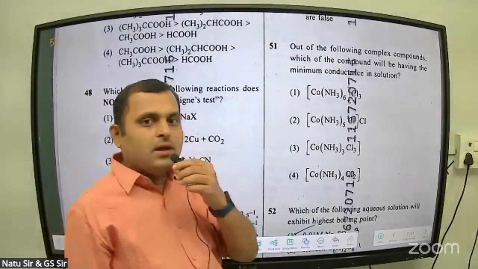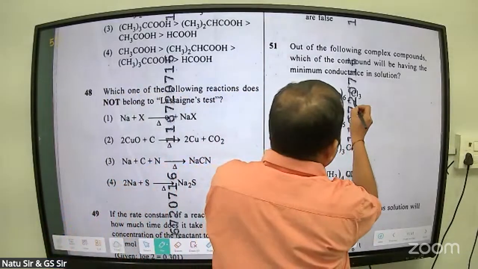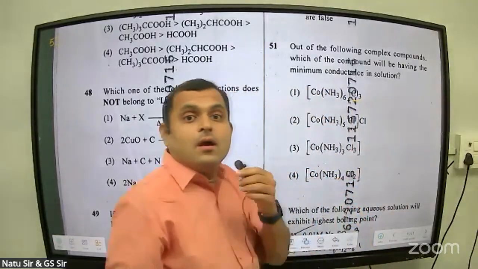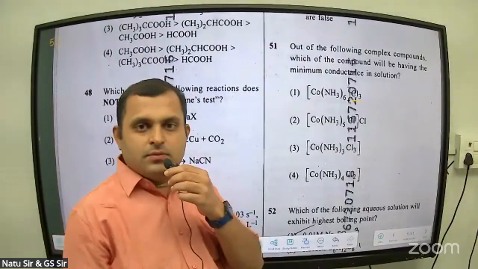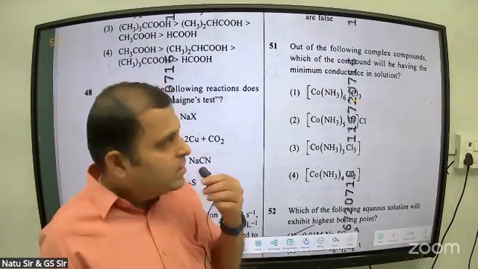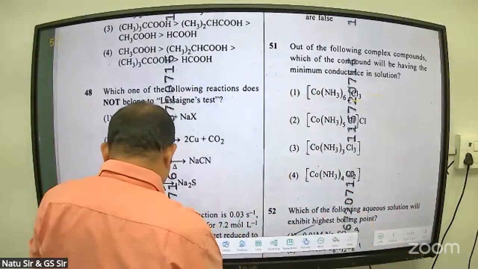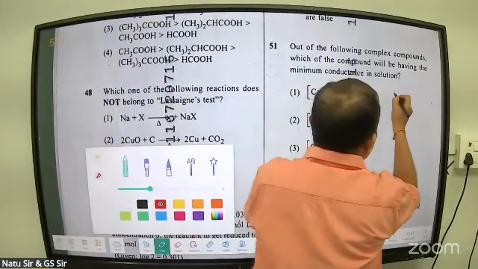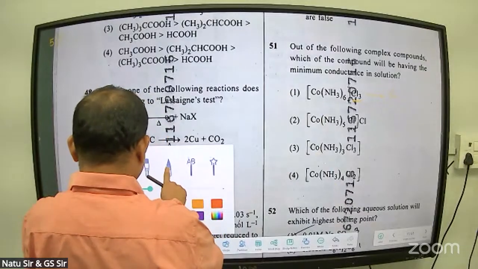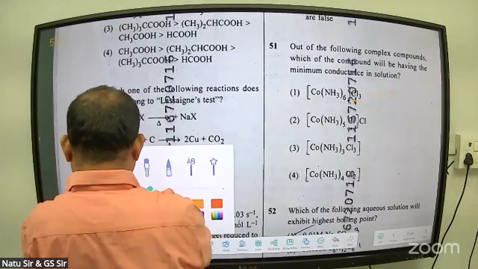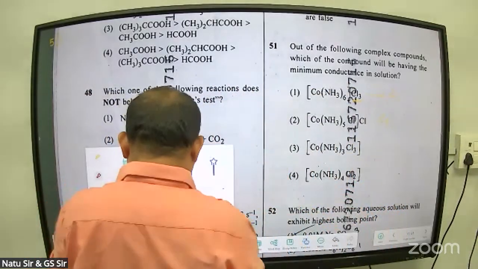So, in coordination compounds, two types of ions will be produced. One are those which are outside the coordination sphere, and the whole coordination entity or coordination sphere will be produced as a single ion. So on dissociation, this will give us total 4 ions. Right?